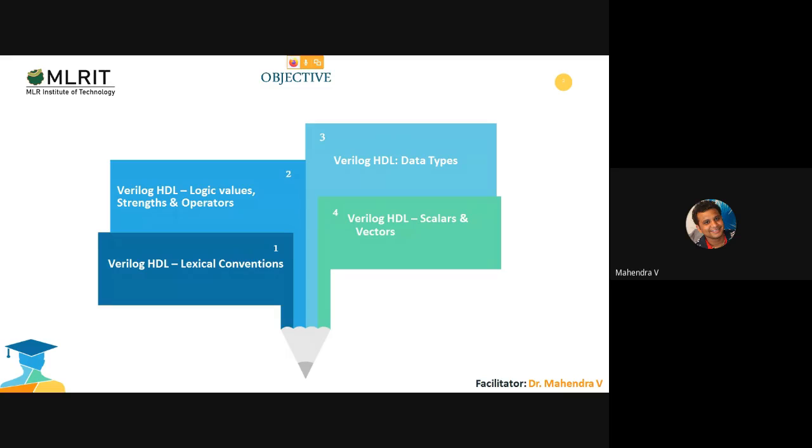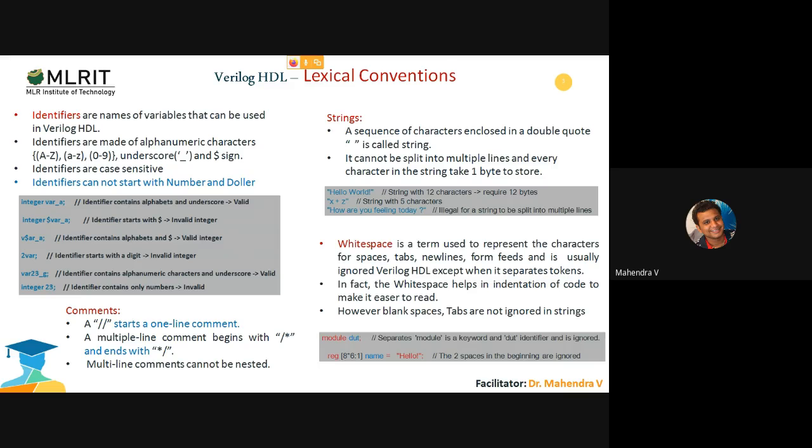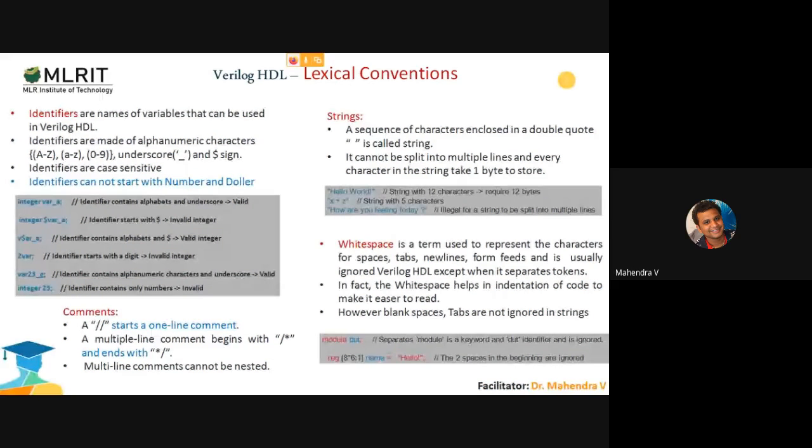Already you have gone through some of these concepts, but anyway, I will give you a little knowledge within 5 to 10 minutes about all these things, and then we will see the operators. After that, we will go to behavior level modeling. Now, identifiers: as I said, identifiers are the variables used in Verilog HDL. All the names you give, module names, variable names, data type names, everything comes under this. Strings you already know.